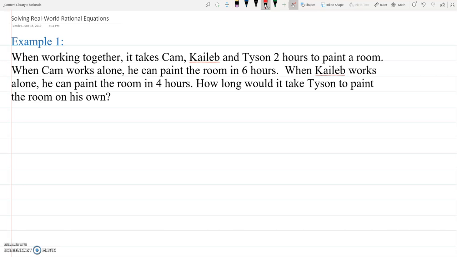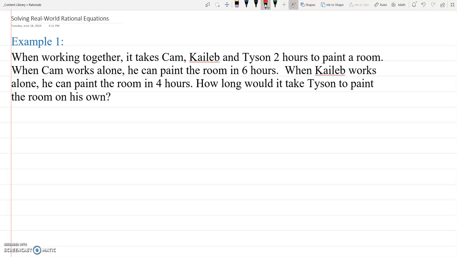Okay, so let's figure out this Tyson guy. I'm going to ignore the fact that when they work together, they can do it in 2 hours to start. I'm going to start with each of them as individuals. This is the part that's really hard to explain, but I'm going to do my best. What we're going to do is convert all of them to what they can do in 1 hour. Cam's dealing with 6 hours, Caleb's dealing with 4 hours, we don't know on Tyson, and the whole group is 2 hours. I want to convert everybody to 1 hour so we can all be on the same wavelength. And the reason I'm picking 1 hour is it's really easy to do.